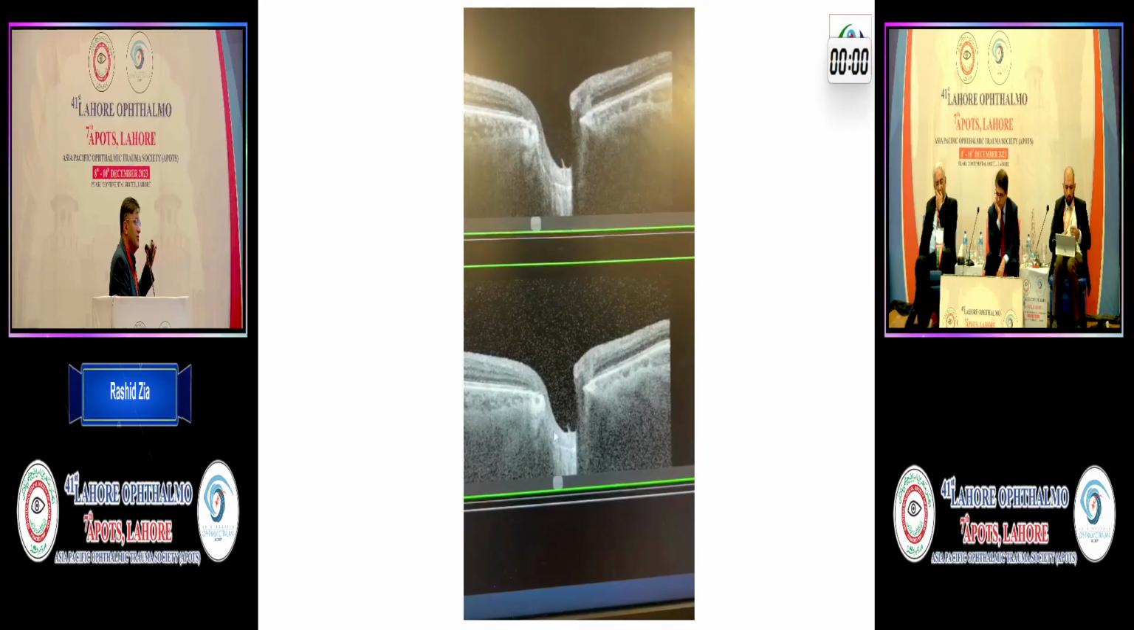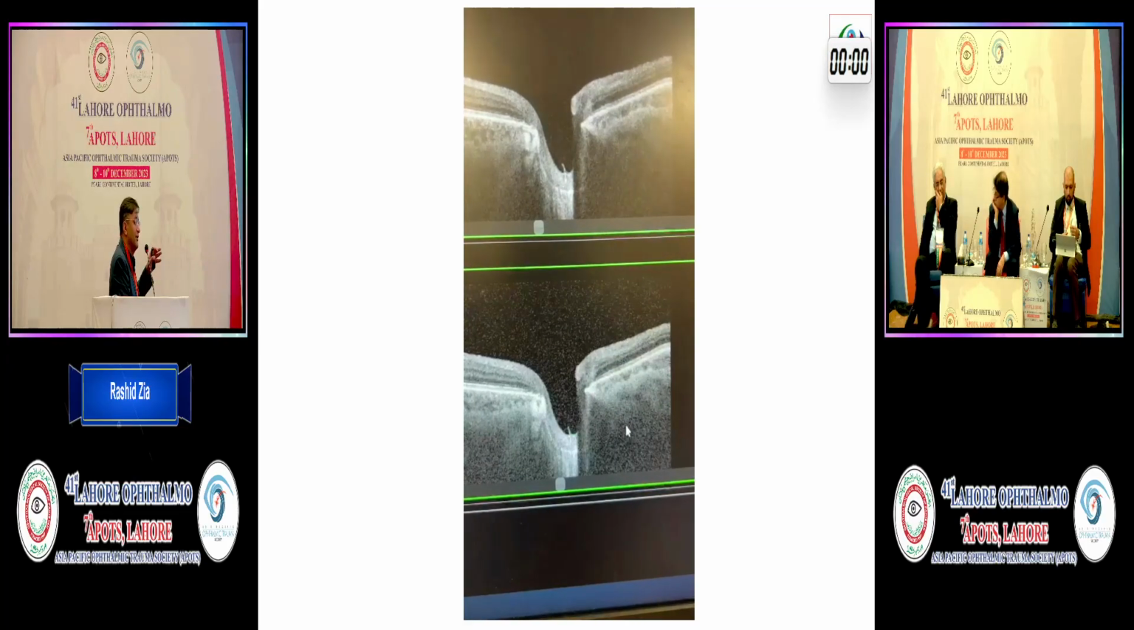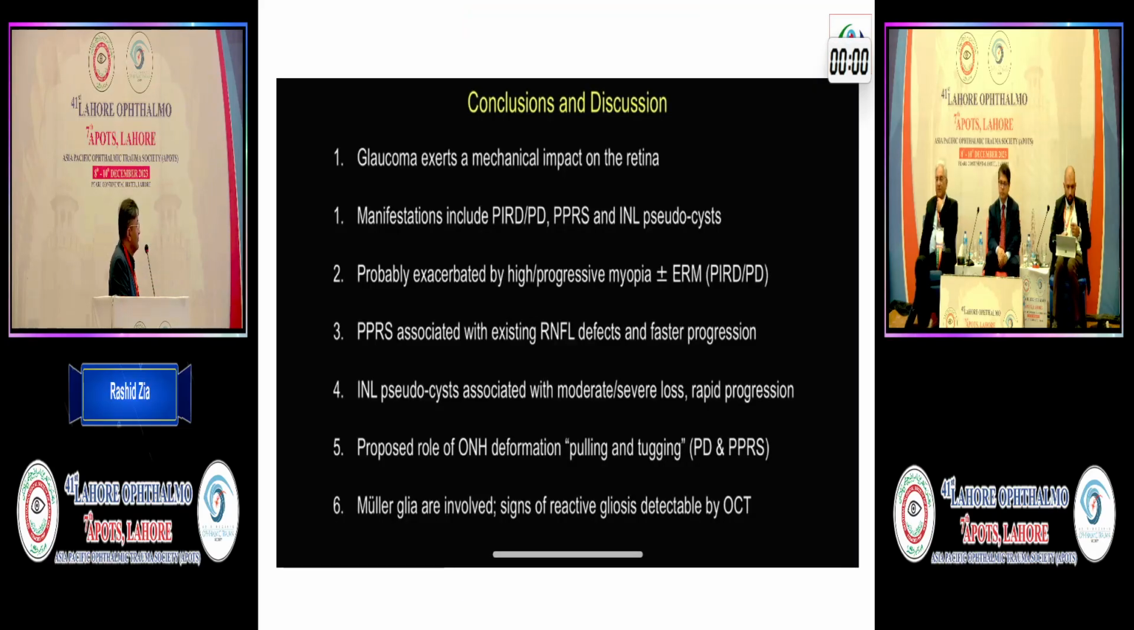Cupping is of two types, prelaminar cupping and laminar cupping. So this is a laminar cupping, which is very suggestive of pressure-related defects. So if you have this kind of change at pressures of 12 or 10, then you need to do a trab. Neuroprotection may not be that important.